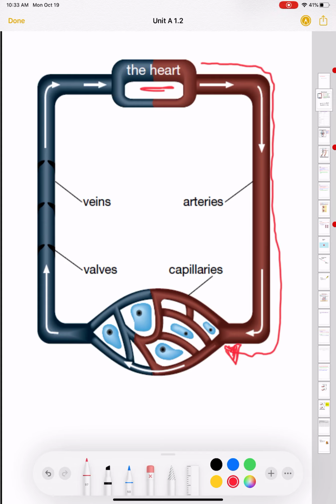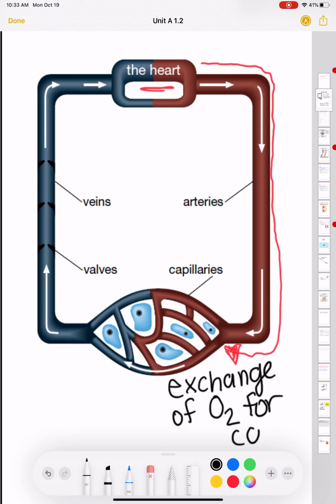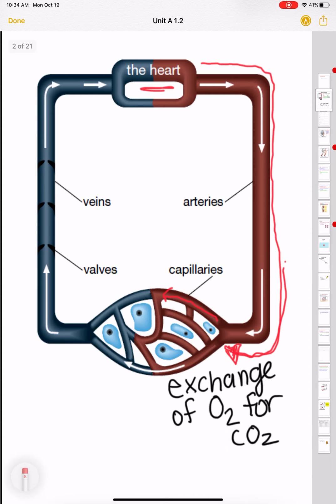So at this point, this is when we can exchange stuff. And what's exchanged? Lots of things are, but our most important thing, this is where the exchange of oxygen for CO2 happens. So we've got oxygenated blood going down here. The oxygen goes through here. It goes to the cells. That's not the right way. The oxygen goes to the cells through here.